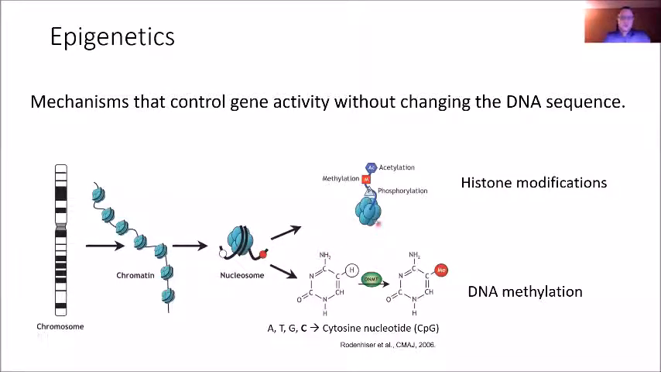So for example, on these histone molecules, we can add chemical groups, acetyl groups, methyl groups, or phosphate groups to them, or we can add chemical changes to the DNA itself. And DNA, as you probably know, is made up of As, Ts, Gs, and Cs. These methyl groups can be added onto the cytosine nucleotides. In particular, they tend to be added where cytosine nucleotides are directly followed by a guanine. And so we call these CpG sites. The P represents the phosphate backbone of the DNA.